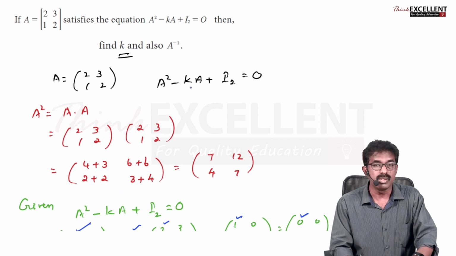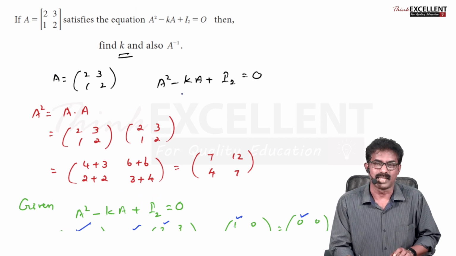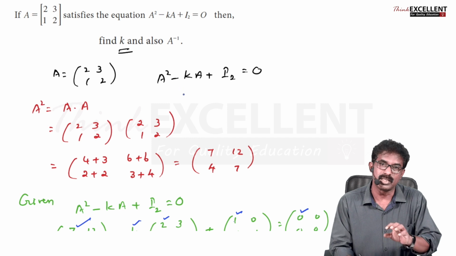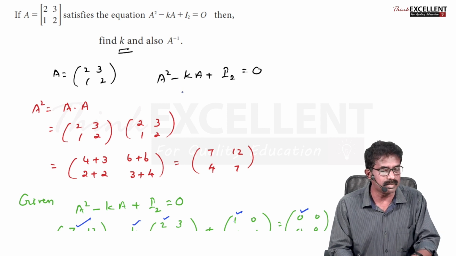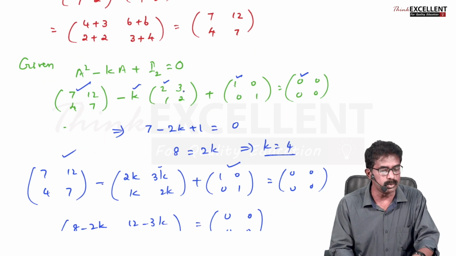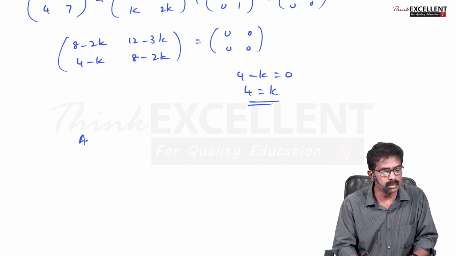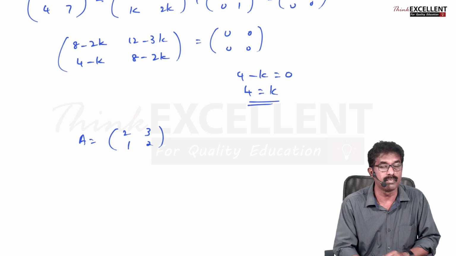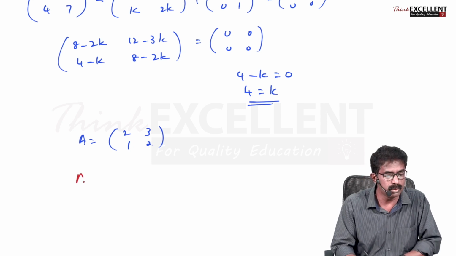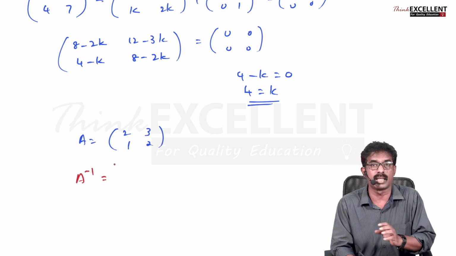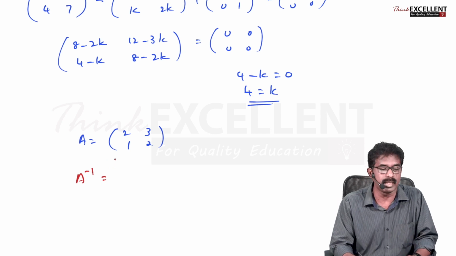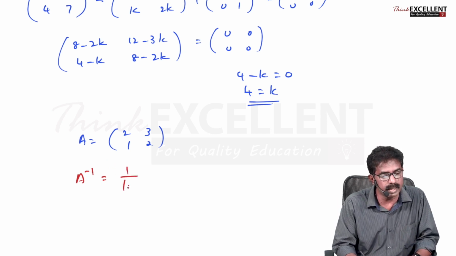Next, what they asked: also find A inverse. That is only today's class, right? We want to find A inverse, but it is a 2 by 2 matrix only. So we start with A. What is A? A equal to 2, 3, 1, 2. Please listen here. We want A inverse, right? So you write the formula first, then you can understand what things you need. A inverse equal to 1 by determinant A into adjoint A.